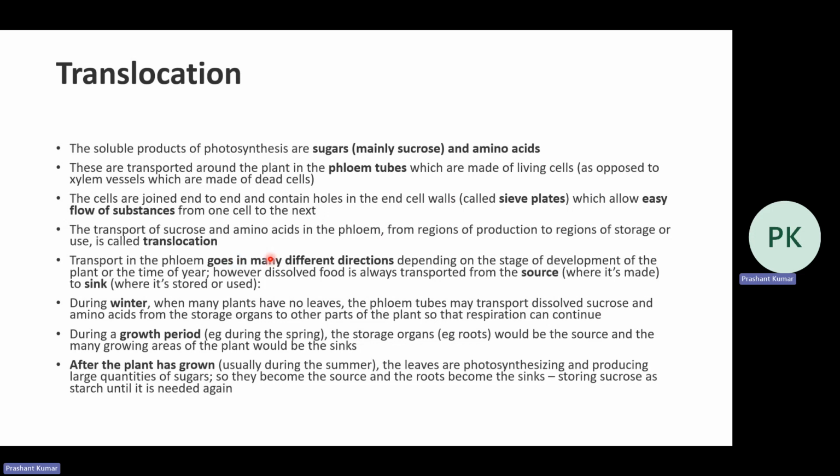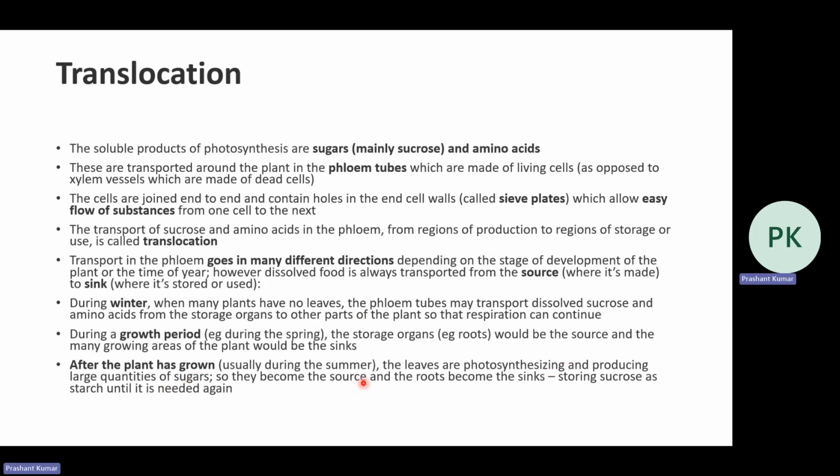Transport in the phloem goes in many different directions. So there is no one-way direction. It's multi-way from source to sink. Now there is a different condition when source and sink will change. See here, during winter, when many plants have no leaves, the phloem tube may transport dissolved sucrose and amino acids from the storage organ to the other parts, right? In the growth period, the storage organ, that is the root, would be the source and the many growing areas will be the sink, because the food is going to the growing areas.